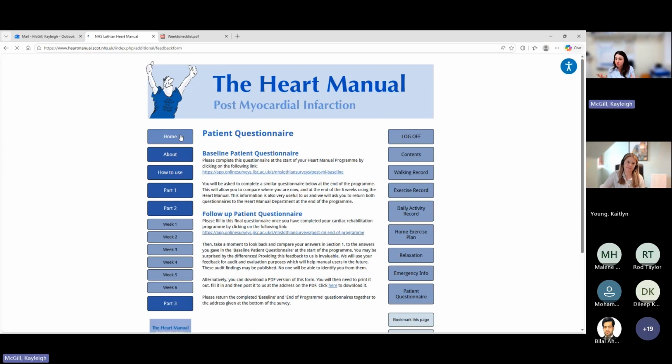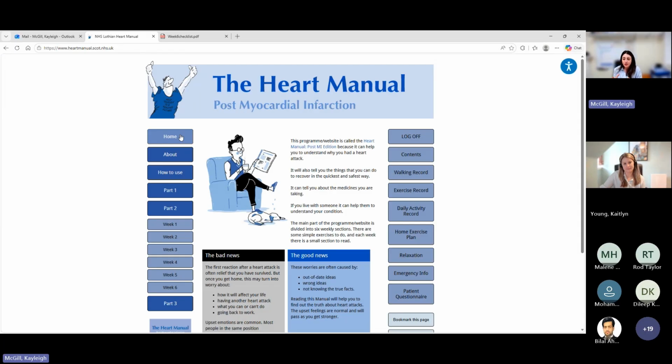So that is our digital Heart Manual intervention, and hopefully you can see that it's really intuitive to use, it's really easy to navigate, and it does provide a really nice alternative to our paper-based Heart Manual programme. And later on, we're happy to take any questions you may have about the Heart Manual.